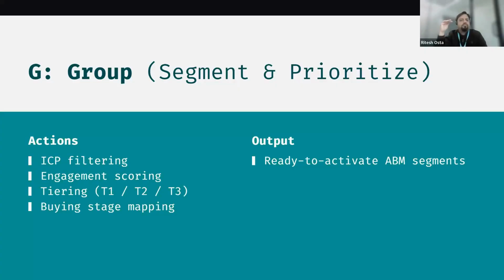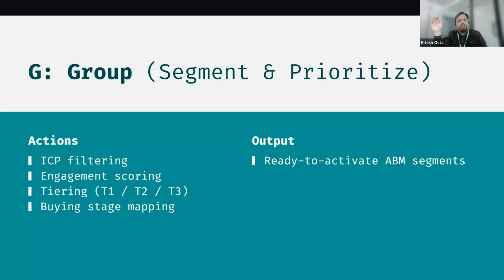And then you can tier them, right? T1, T2, T3, you can level them. T1 means high intent, closest to the ICP. T2 means little lower intent, not exactly your ICP. T3 means not really your ICP. So you can tier them, and then you can map the buyer stage also, right?